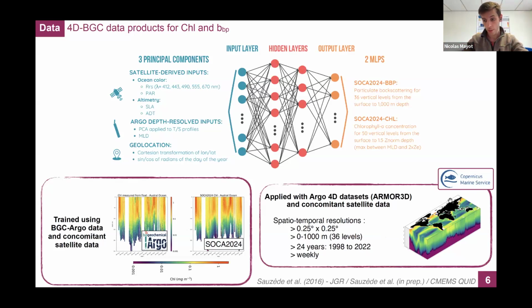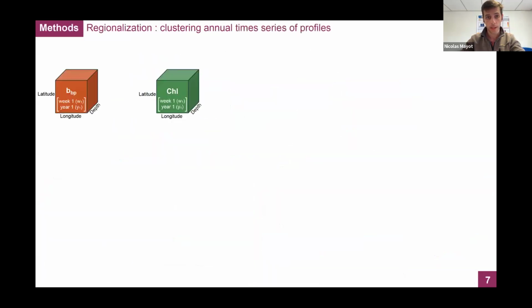So this is the data that I'm using to produce a regionalization of the Southern Ocean. It's a global data set, but here I'm just subsetting the Southern Ocean side. And the method that I'm using to produce a regionalization is based on a clustering method. And I'm going to show you which one and how I'm doing this.